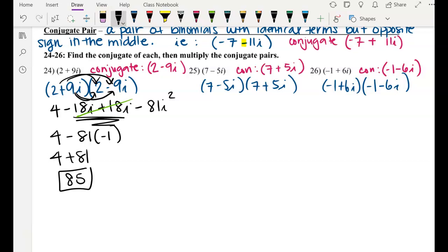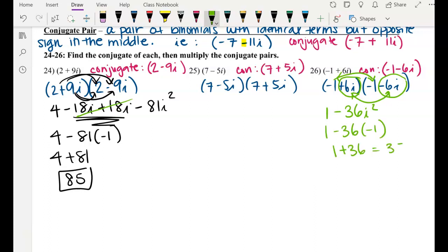So if you know that these are conjugate pairs, you don't have to do a lot. You only need to multiply the first two terms and the last two terms. And that's why we want to make sure we know that they are conjugate pairs first before we do this, okay? All right, negative 1 times a negative 1 is a positive 1. 6i times negative 6i, only do this if they're conjugate pairs, is going to be negative 36i squared. But i squared, students, is going to be a negative 1. So 1 plus 36 is going to give us 37.